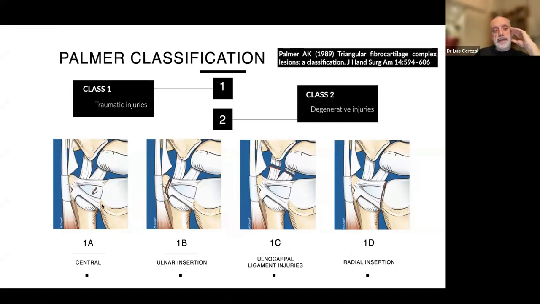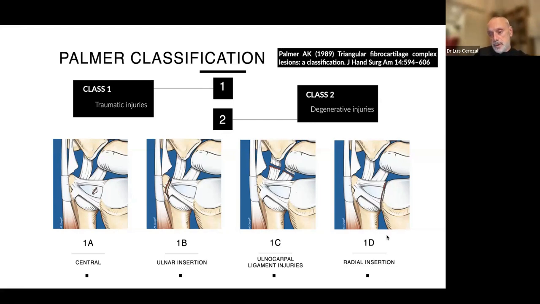Palmer class 1A is located in the central aspect of the TFC proper, respecting the volar and dorsal radioulnar ligaments. It's an unstable and very common injury. Another common injury is Palmer class 1B, with a variety of injuries affecting the ulnar insertion of the TFC. Palmer class 1C is described as a tear of the ulnocarpal ligaments on the carpus. This is a really uncommon injury.